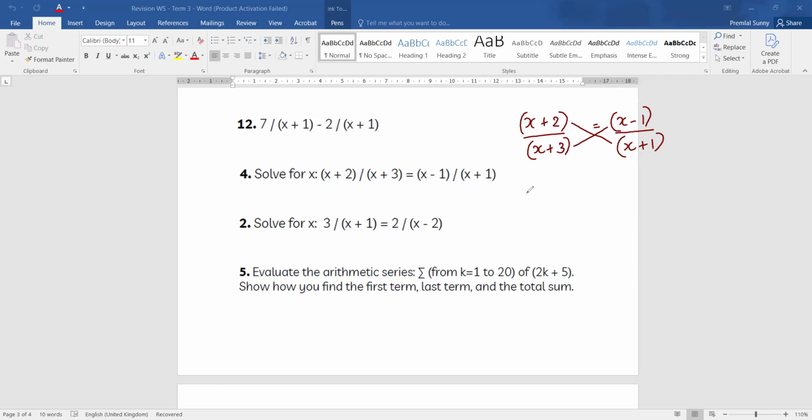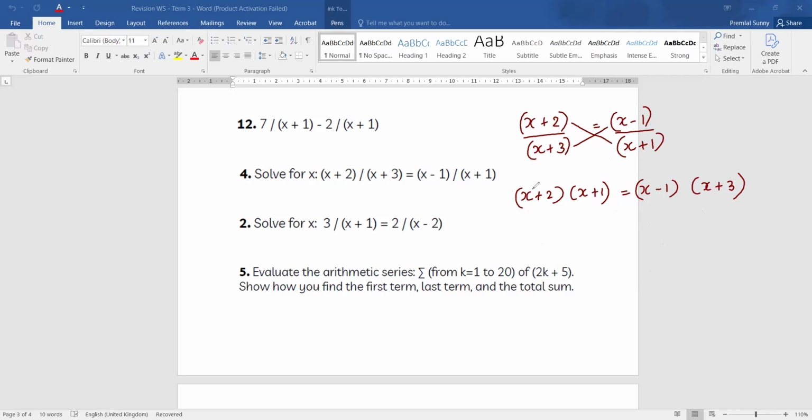So x plus 2, you multiply that with x plus 1, equal to sign, you put the equal to sign. Now x minus 1 is getting connected to x plus 3. So x minus 1 multiplied by x plus 3. Now we are going to use the FOIL method 2 times, on both the sides. Let's first take the left hand side here and do the FOIL method.